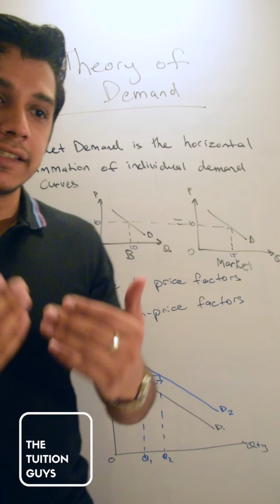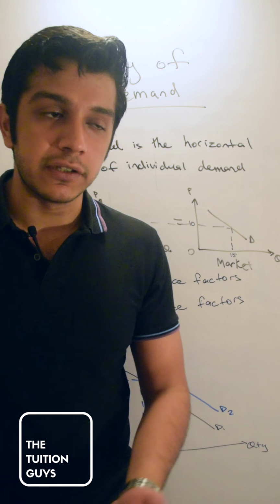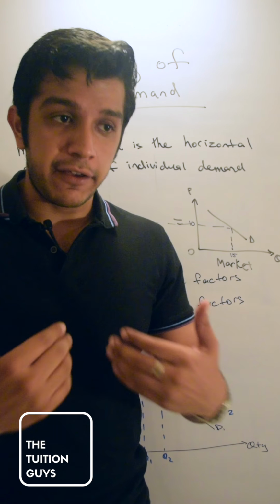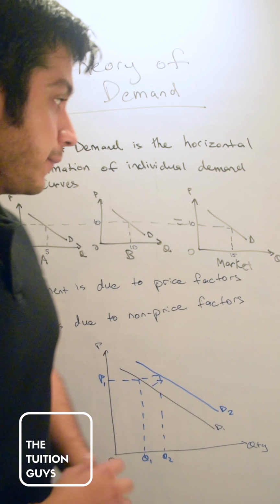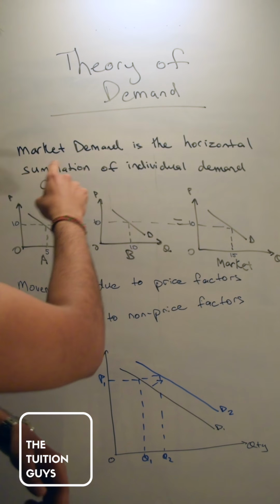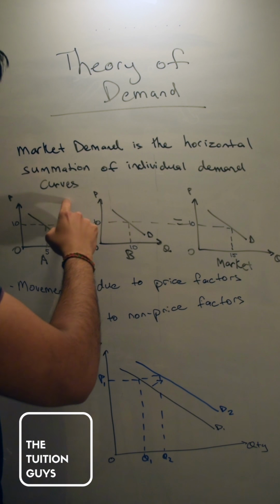How do you determine that the price I want for a PS4 is the same as the price Faizan wants? Or also, how do you determine that if I want 1 unit or Faizan wants 2 units, how much should the producer make, right? That's called the market demand. And it's found by the horizontal summation of individual demand curves.